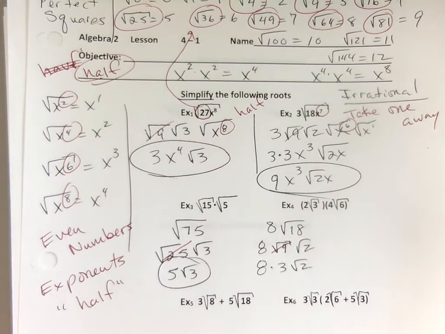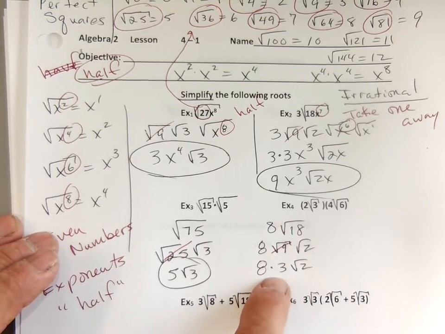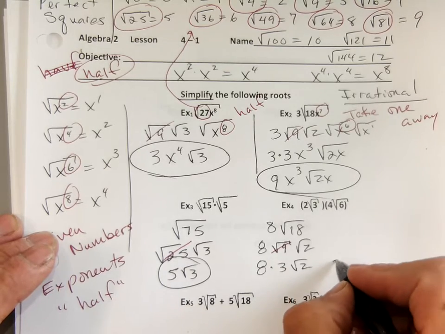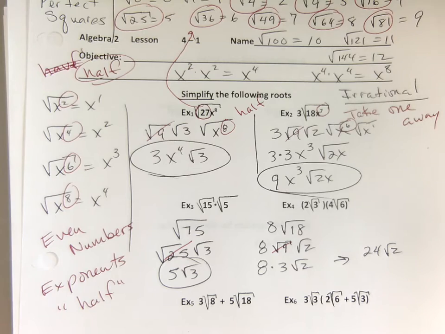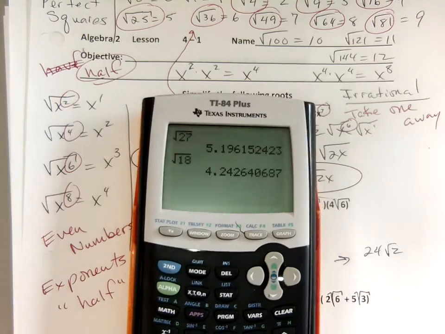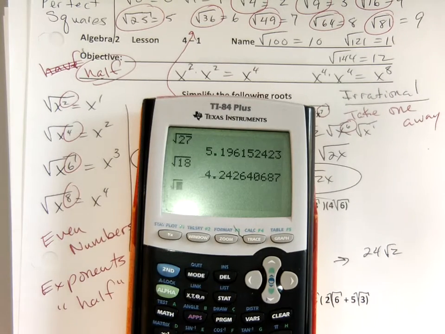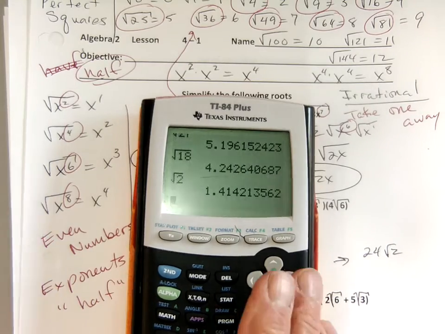Now, 8 and 3 are whole numbers. 8 times 3 is a 24. So I'm going to have a 24 square root of 2. Square root of 2 is just another ugly number. You've got to leave square root of 2 as the square root of 2 because the square root of 2 is just this ugly number. 1.41 blah, blah, blah, blah.